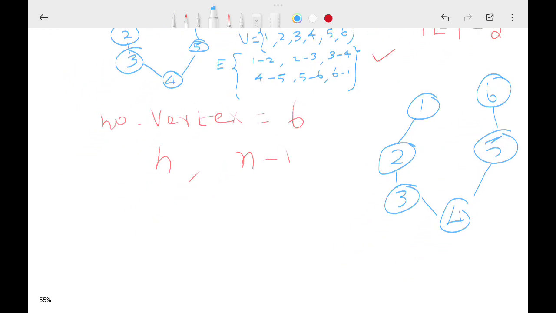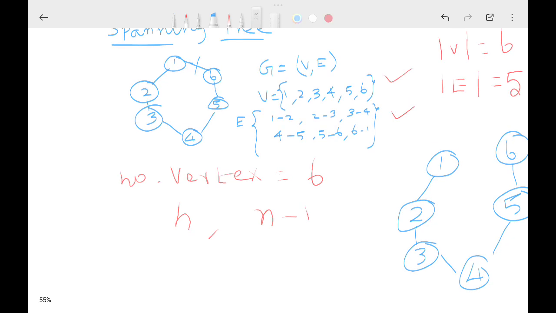Another possibility is that I remove this edge, and it gives you one spanning tree. Or otherwise, another possibility is we can remove this particular edge. So this is also a spanning tree. In this way we can form multiple spanning trees of a given graph. So what is the number of spanning trees that can be formed for this kind of graph without cycles?